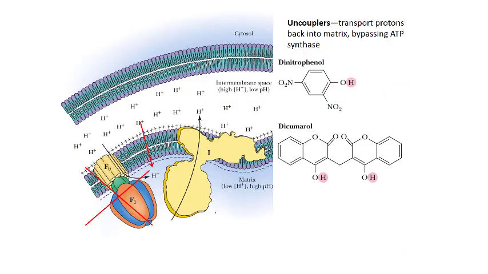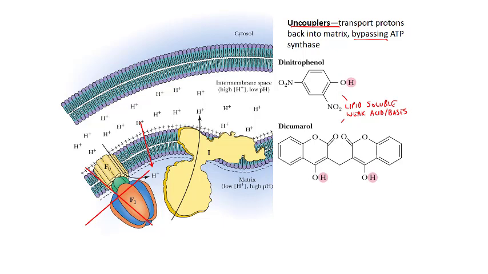Okay, I include this slide because you guys have a homework question related to it, and that's the topic of respiratory uncouplers. So what are uncouplers? Uncouplers are these molecules that transport protons back into the matrix by bypassing ATP synthase. Essentially what these are is lipid-soluble weak acids and bases.